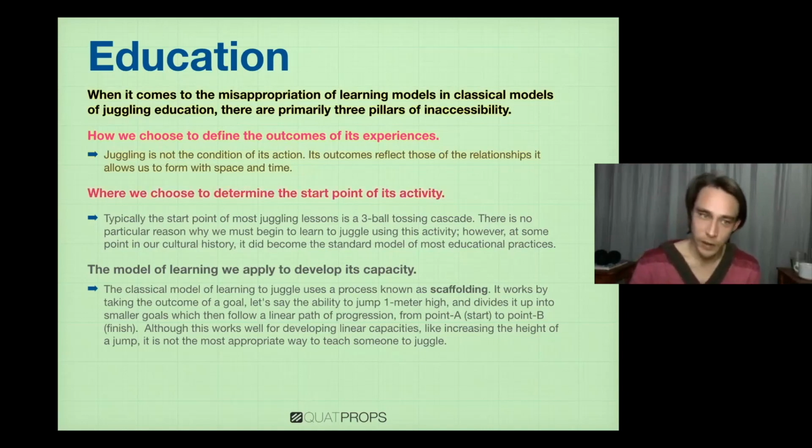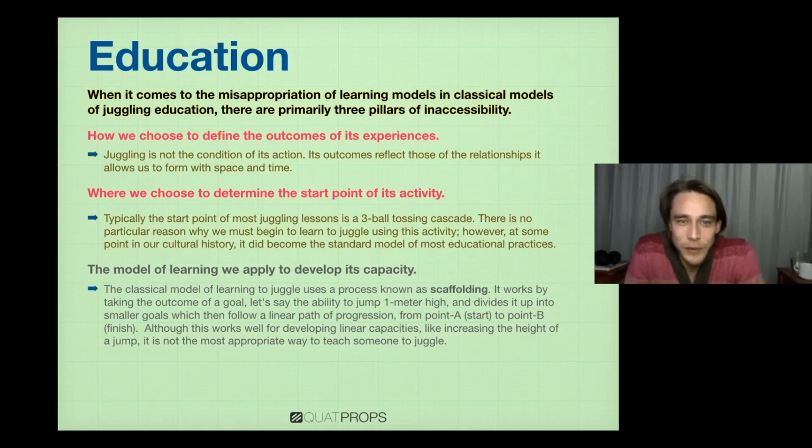The second thing we got wrong is where we choose to determine the start point of its activity, and this is the error I feel is the most unnecessary, and it really confuses me. I know there's no history to research on this, but how did this become a cultural understanding? How did we end up at this point where the three ball tossing cascade is where juggling starts? It doesn't make any sense.